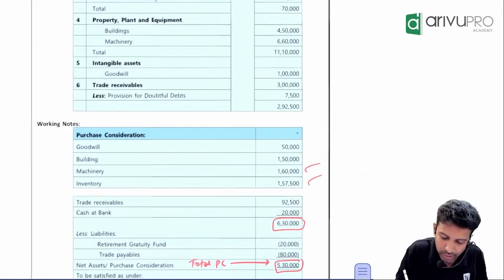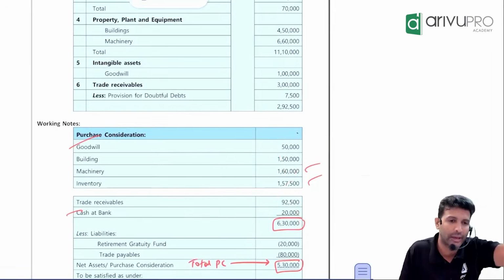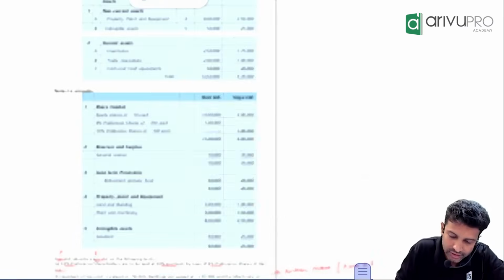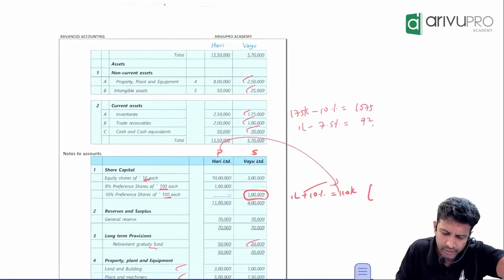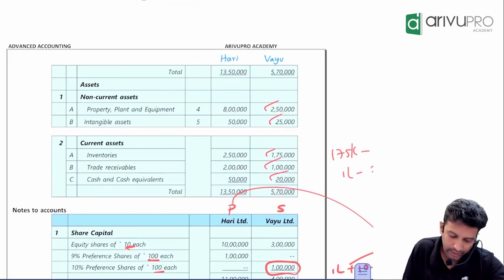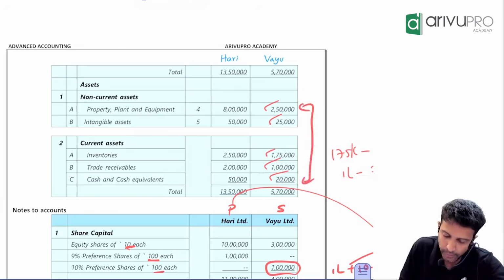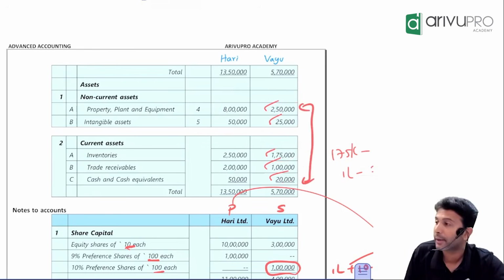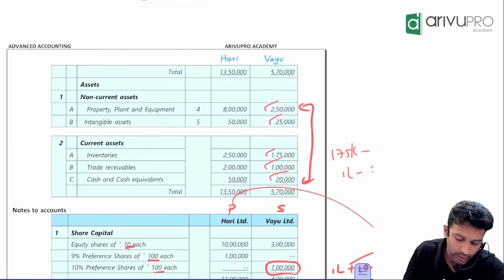Actually, this was the agreed value. Sorry, you can't take this. You have to add the book value. When you add the book value for all the assets, if you want to do it, okay, take a calculator. Book value in the balance sheet is 250. Add. Intangible asset is 25. Add. Inventory is 175. Add. All this from here to here, you add. How much are you getting? 5,70,000. That's what they've done.